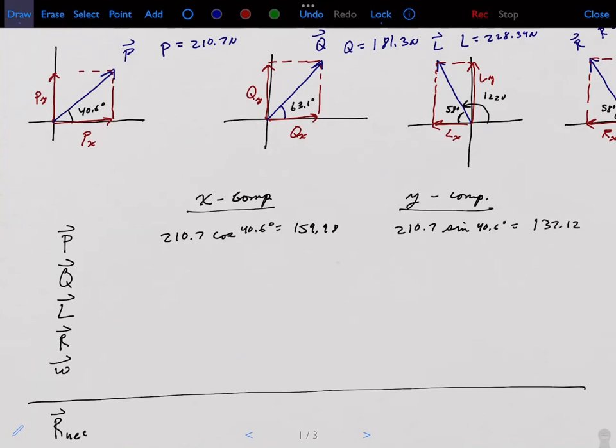Okay, Q. So now it looks like both components are positive, right? QX is positive, QY is positive. I'm using the reference angle, the 63.1. So I know X will involve cosine, Y will involve sine. So this is going to be 181.3 times cosine of 63.1 degrees. That's going to be 82.03. And then it'll be 181.3 times sine of 63.1 degrees, which is going to be 161.68. Again, these are all newtons, right? I'll just put N here, newtons.